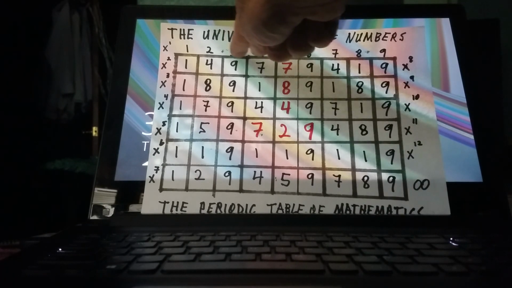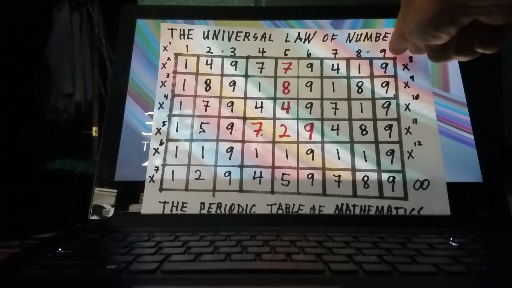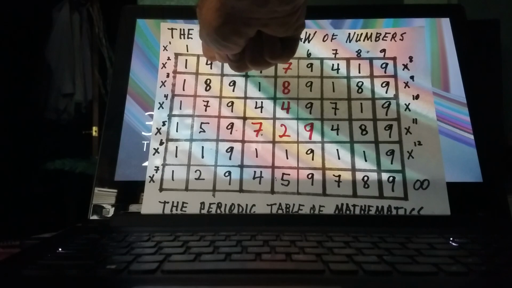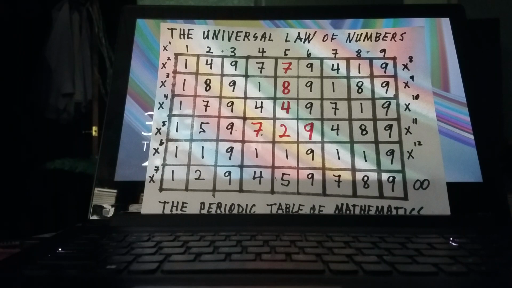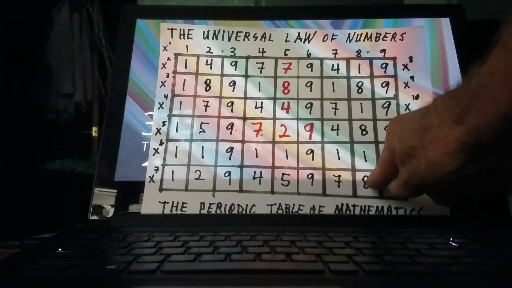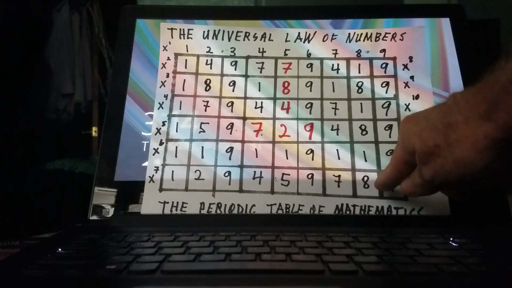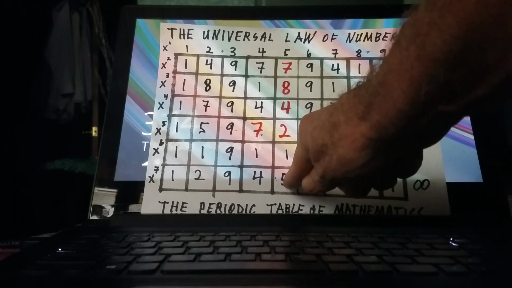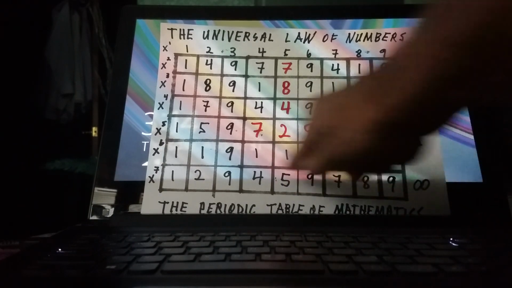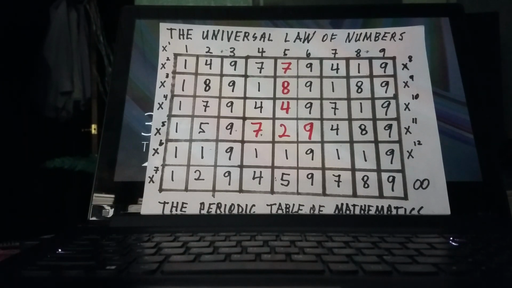We go 3 plus 3 is 6, plus 3 is 9, plus 3 is 12, plus 3 is 15, plus 3 is 18, plus 3 is 21, plus 3 is 24, and on and on and on, revolving around in a circle. We go 2 plus 3 is 5, plus 3 is 8, plus 3 is 11, plus 3 is 14, plus 3 is 17, plus 3 is 20, plus 3 is 23, plus 3 is 26, plus 3 is 29, and on and on and on. It's a revolving circle.